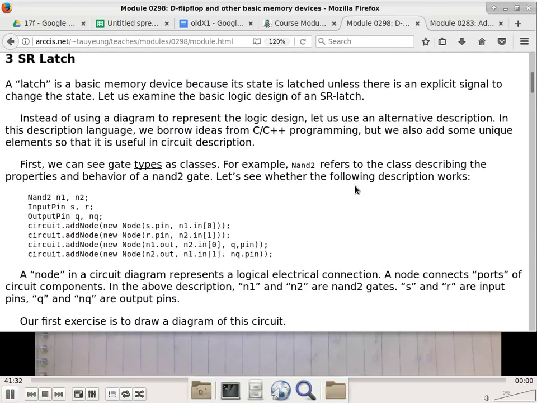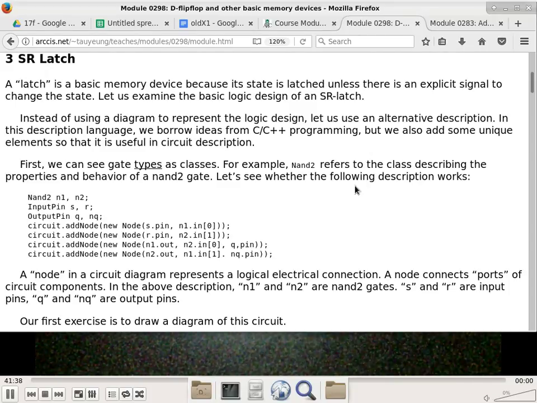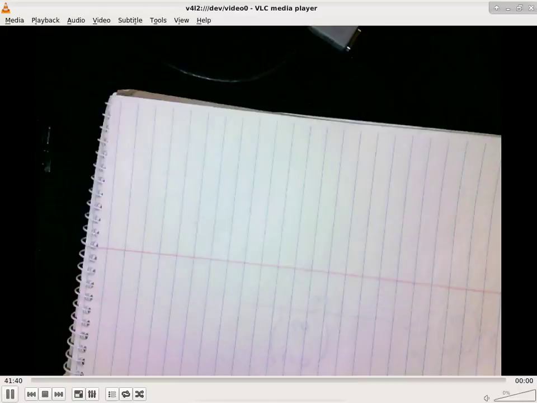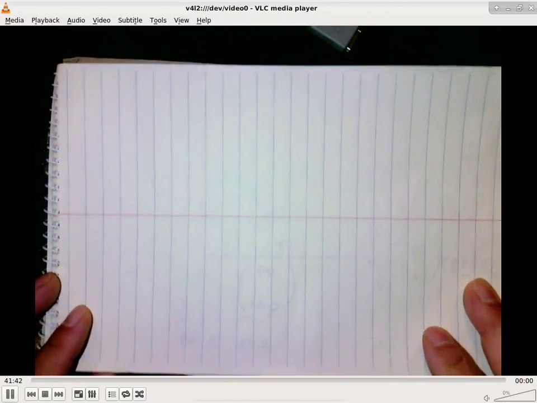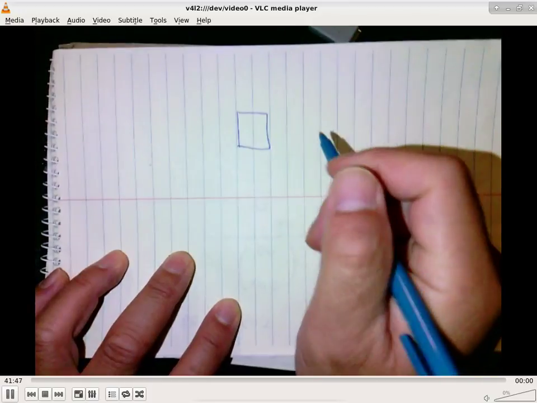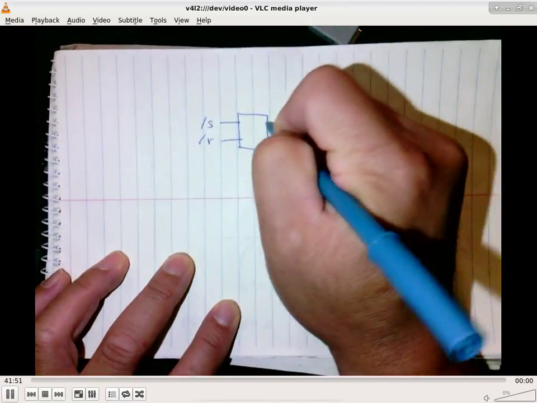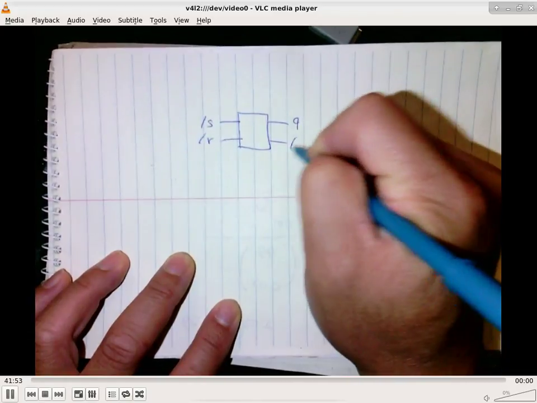So we start with the SR latch, okay? And let me use a picture here to represent the SR latch. So the SR latch is a fairly simple design. Okay? Usually it's represented as a box. We have /S, /R, we have Q, and /Q.